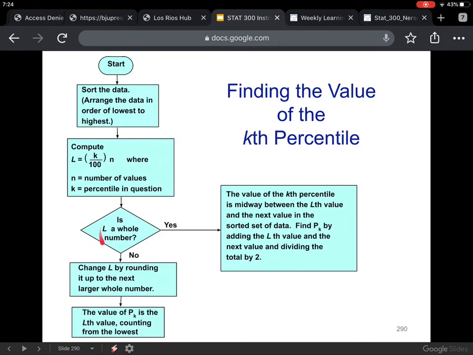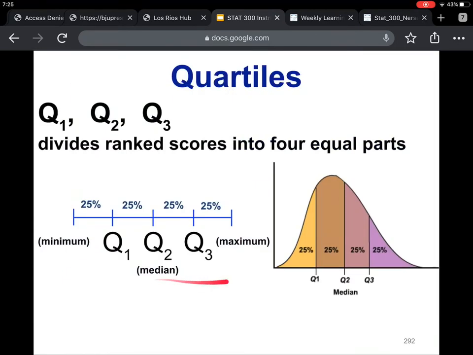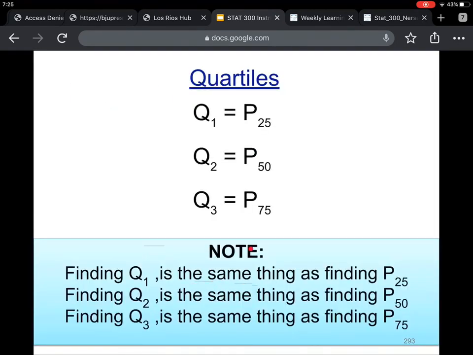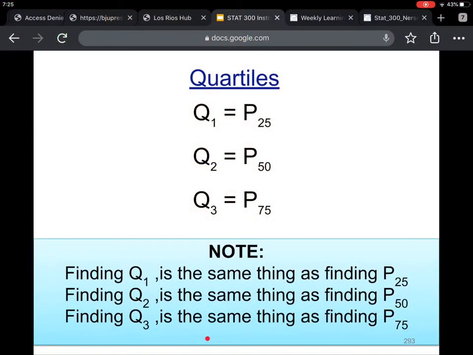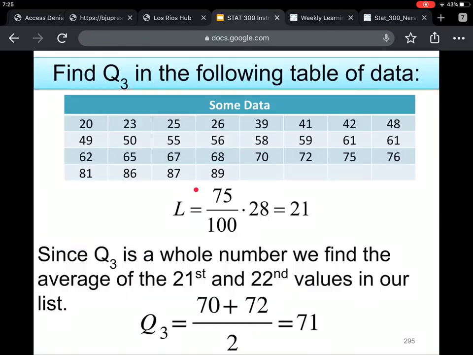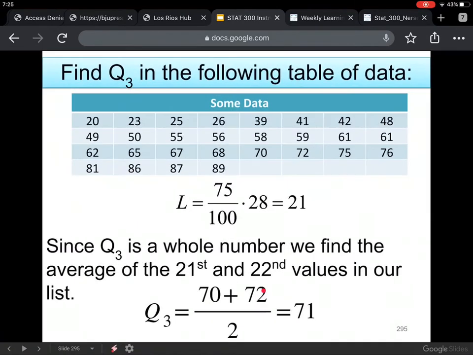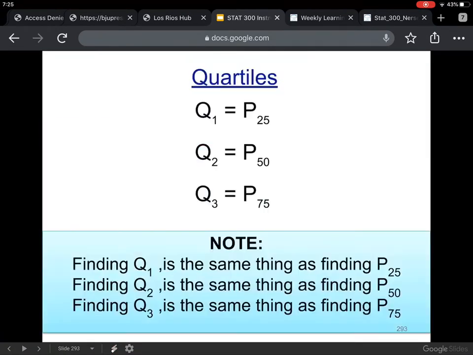What is the location of a particular percentile? If L is a whole number, then you want to include that number, and so you have to go to one greater number to make sure it is included. Whoop, go back. Well, that's weird. What did I just do? Okay, it's not allowing me to go backwards. There we go. Gosh, technology.